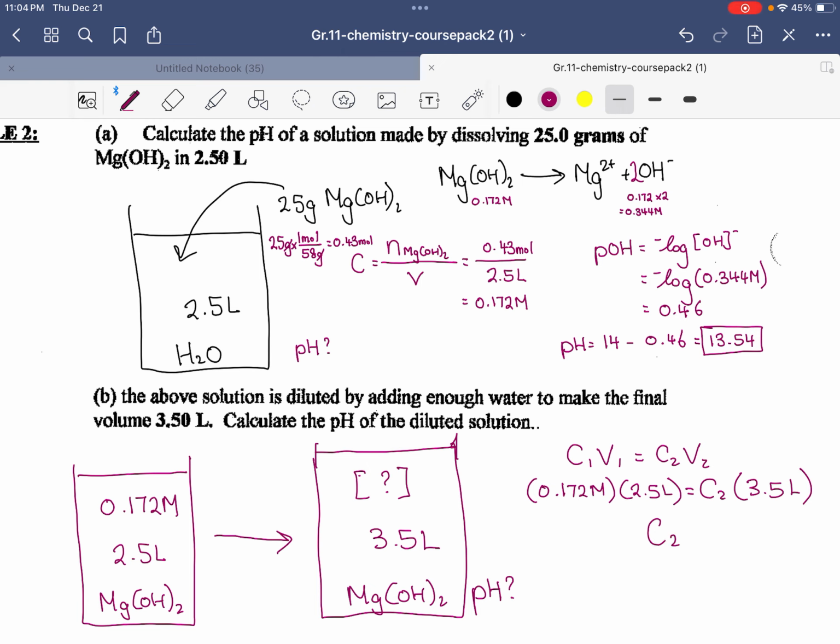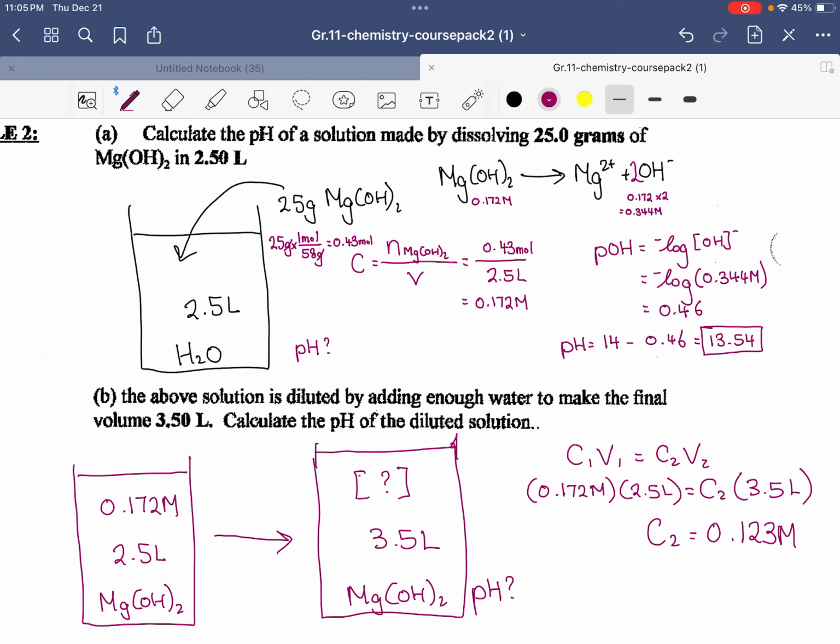So C2 must be, let me quickly calculate that. So 0.172 times 2.5 divided by 3.5, and that will be 0.123. All right, so concentration obviously is lower because you added water.